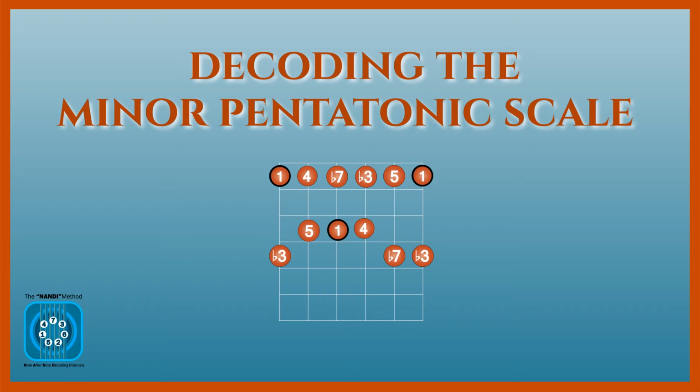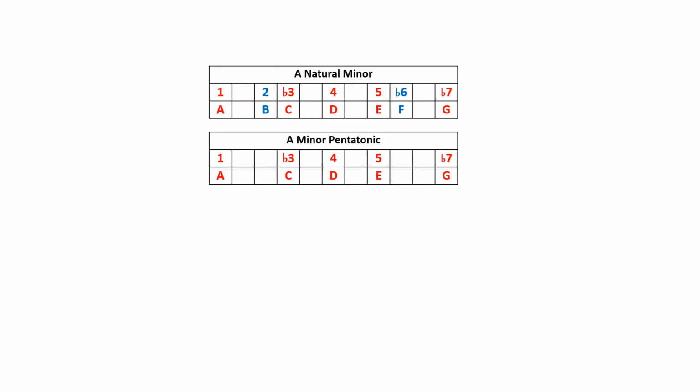In this lesson, we will discuss hacks to decode the minor pentatonic scale using the NANDI method. The minor pentatonic scale is a 5-note scale with the interval formula 1, flat 3, 4, 5, flat 7. The A minor pentatonic is identical to the A natural minor except for the second and minor 6th scale degrees.